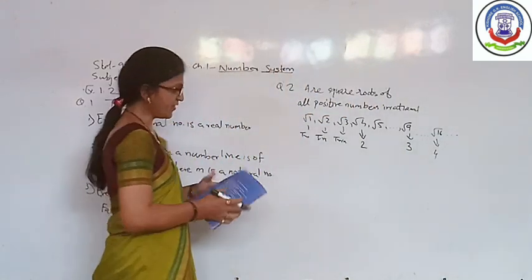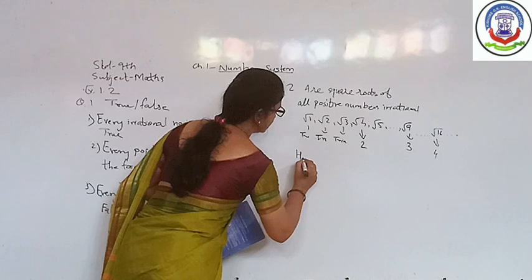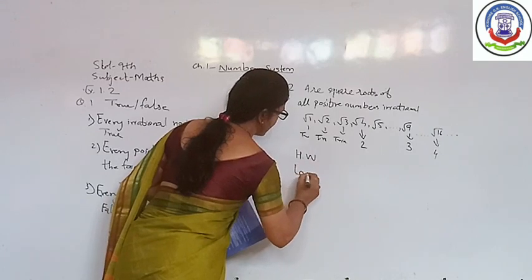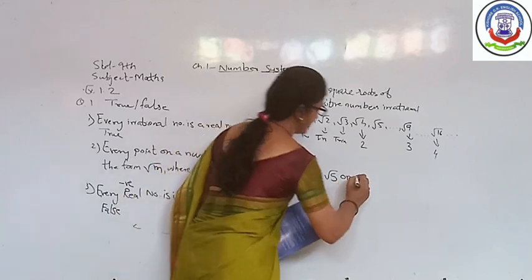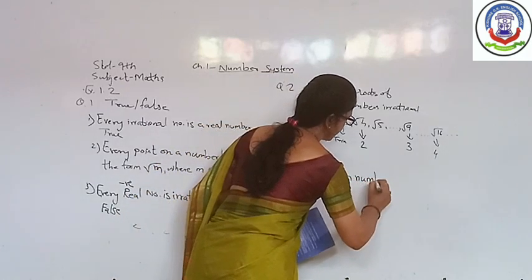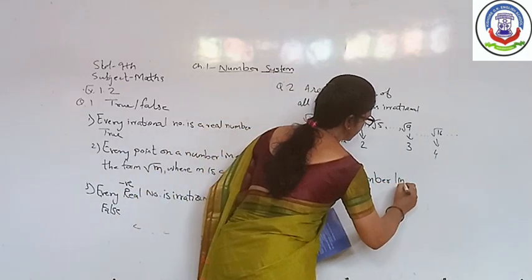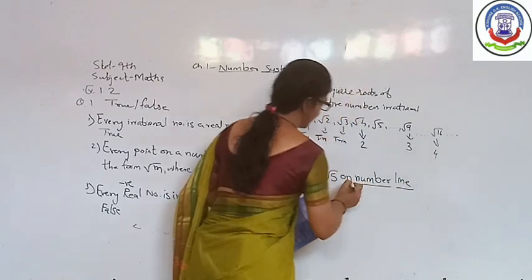Now homework. Locate root 5 on the number line. This is your homework today.